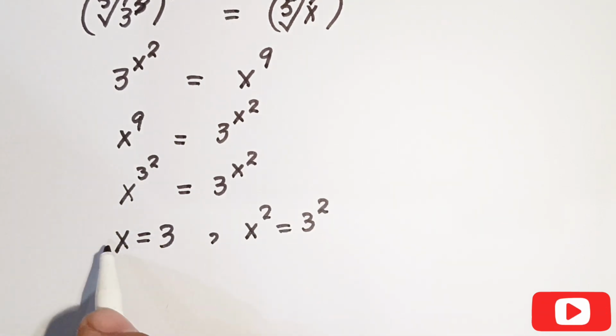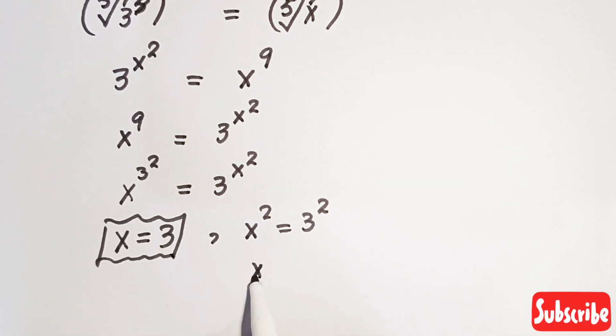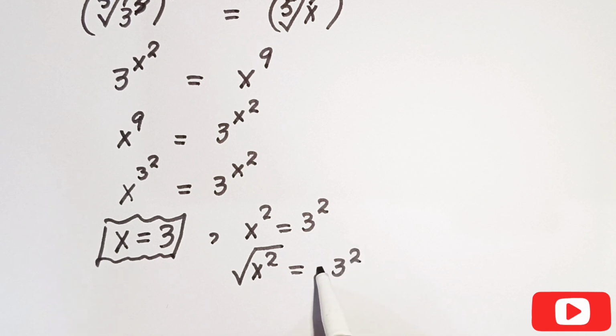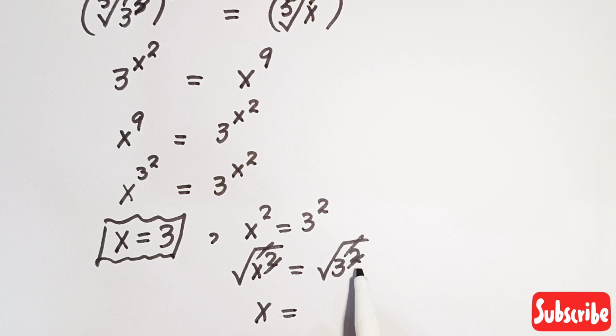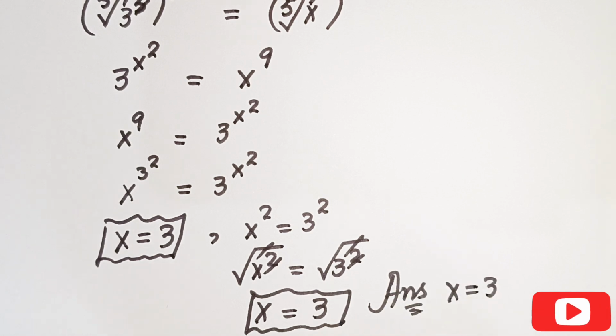So here we have x is equal to 3, which is our value of x. In this case, x squared equal to 3 squared, if we take the square root on both sides, cancelling square with square root, we have x is equal to 3. So our answer is that the value of x is equal to 3 from method number 2.